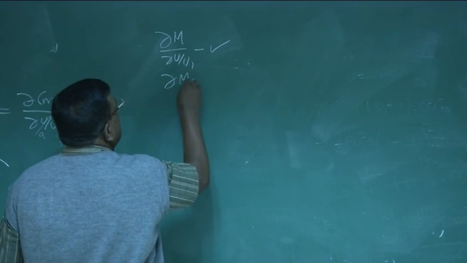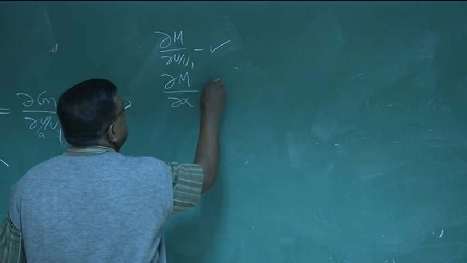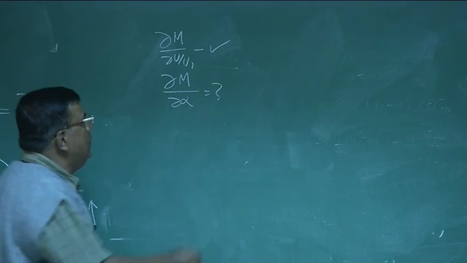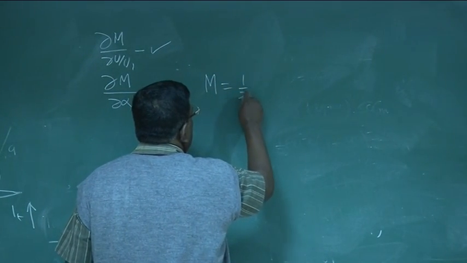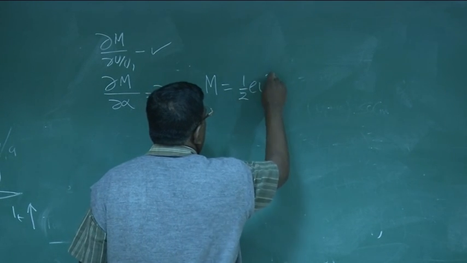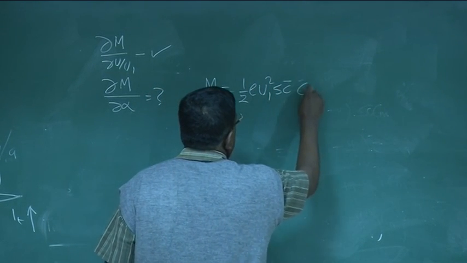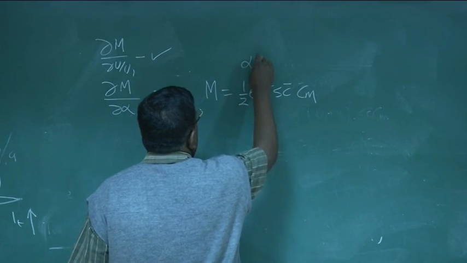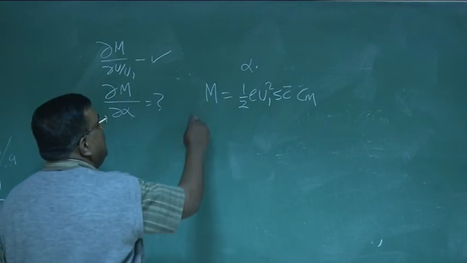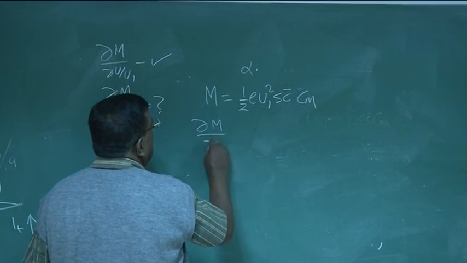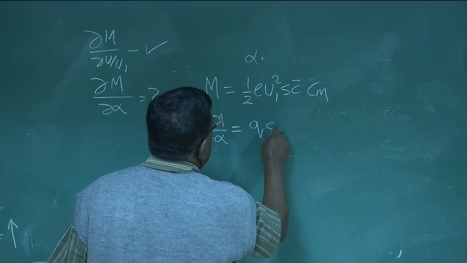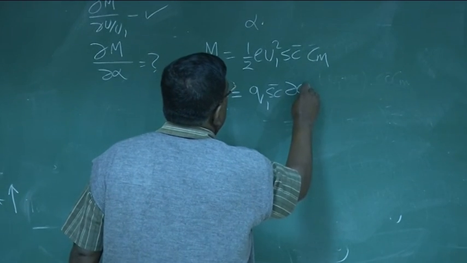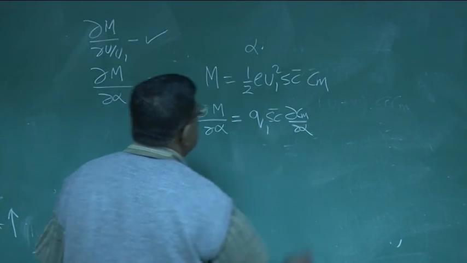So dM by d alpha will be what? Very simple, you know how to do it. M is half rho u1 squared S c bar into Cm. So we are talking about the alpha derivative, right? So dM by d alpha will be q1 S c bar dCm by d alpha.